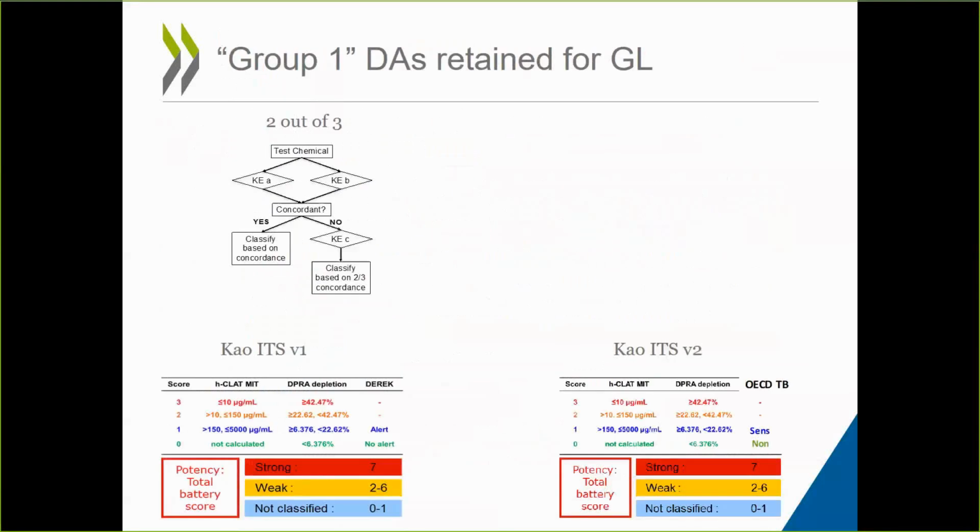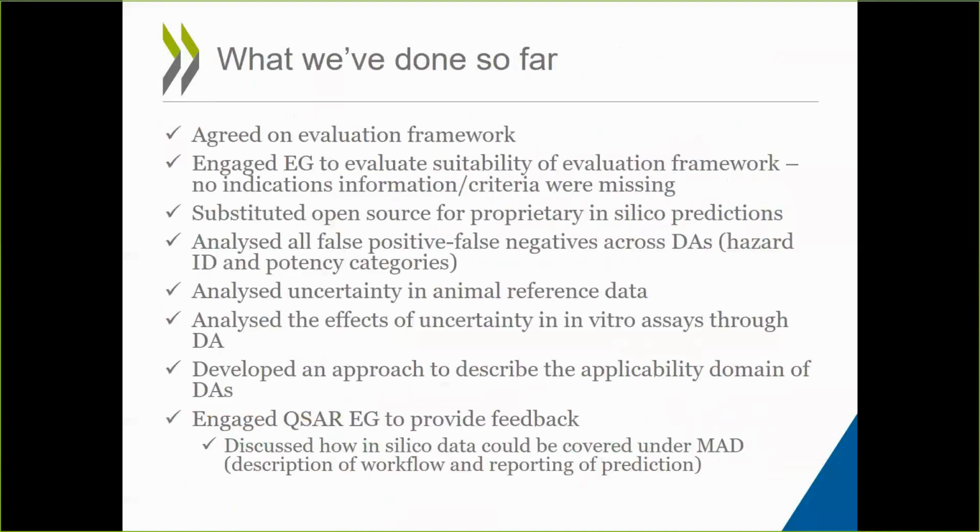So one of the conclusions of that December meeting was that the specificity of the cow STS was not adequate to retain it for a guideline at this time, but that both the 2 out of 3 and cow ITS would move forward in a refined draft guideline that will be circulated in 2019. So this has been a very active project, an active expert group. The leads have done a great deal of work.